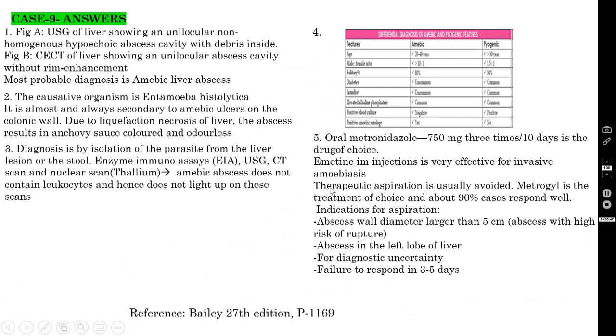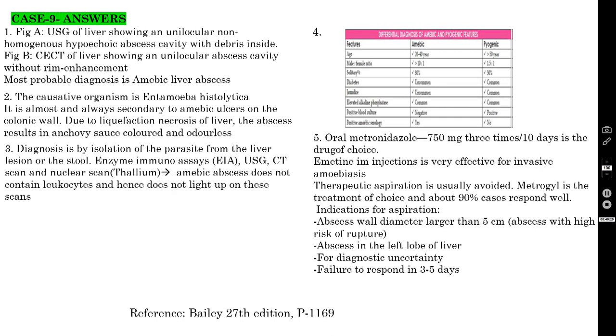So what is the treatment? You can give oral metronidazole 750 milligram 3 times a day for 10 days. This is the drug of choice. Or you can give an injection. Emetine IM injection is very effective for invasive amoebiasis. Therapeutic aspiration is usually avoided. Usually you have to give only metronidazole. Metronidazole is the treatment of choice and about 90% of the cases respond very well.